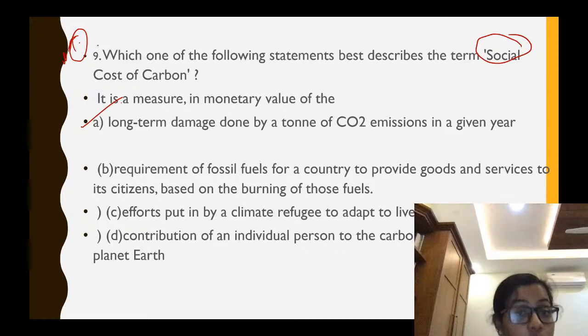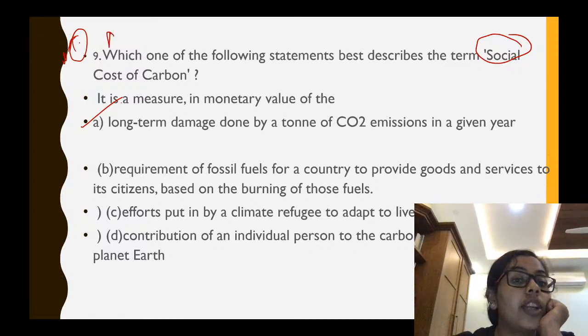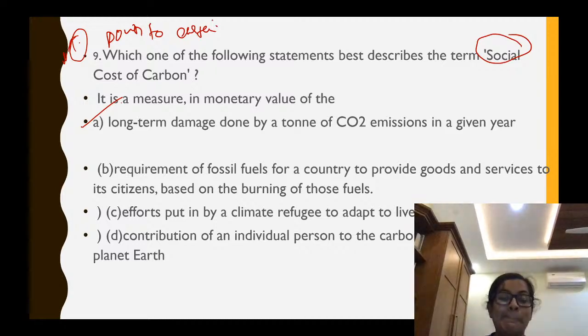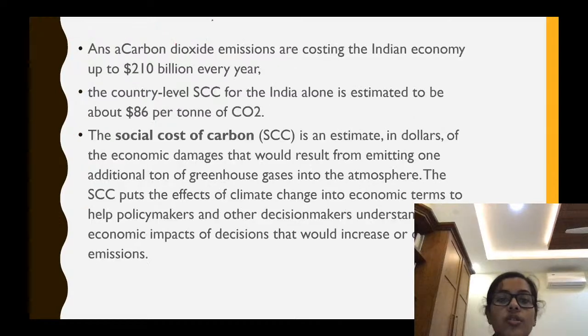So what is the source? The source, I'm telling you, where they have asked the question, was Down to Earth. It is a measure in monetary value. The next options you don't need to go into, you can eliminate. About the emission costing of the Indian economy, that you have to pay at least $10 billion, it means if your country is producing more carbon, you have to pay a fine. That's all. That is the main thing. What is the use of it? You are reducing the greenhouse gas effect. In order to reduce the greenhouse gas effect, this method has been taken. So, social cost of carbon. Done. Go to the next question.